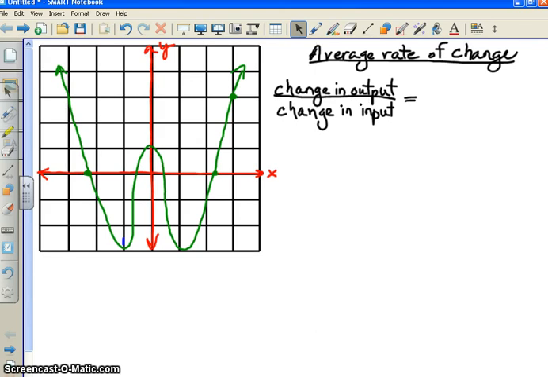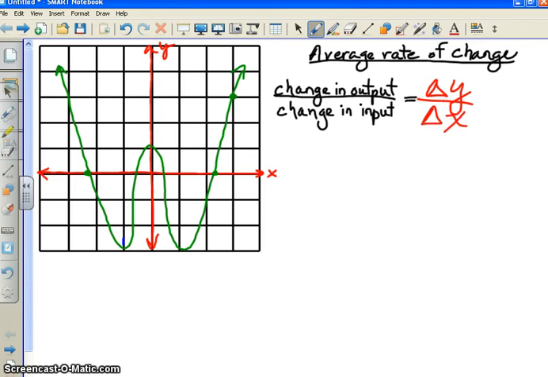One more special feature of a graph that we need to investigate is what's called the average rate of change. It is the description of how fast the output is changing in comparison to how fast the input is changing. The change in output over the change in input. Now remember, output is our y values. So change in output is change in y, or delta y. And change in x, or change in input, is delta x.